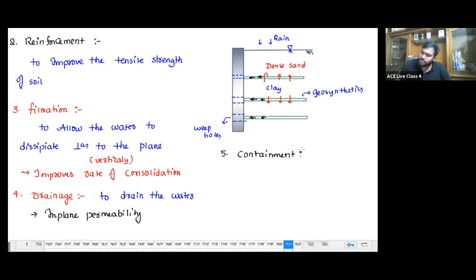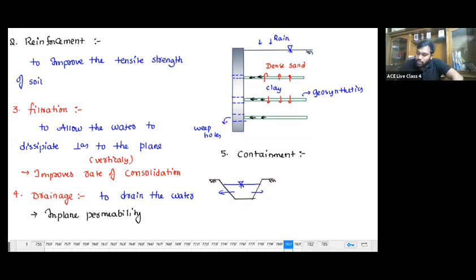So what is the meaning of this containment, sir? The containment is in the case of landfills, or if you take a canal, if you do a canal cut, something like this. Now, when you allow the water into this canal, there is a possibility the water can seep into the soil mass. Yes or no? There is a possibility water can seep into the soil mass.